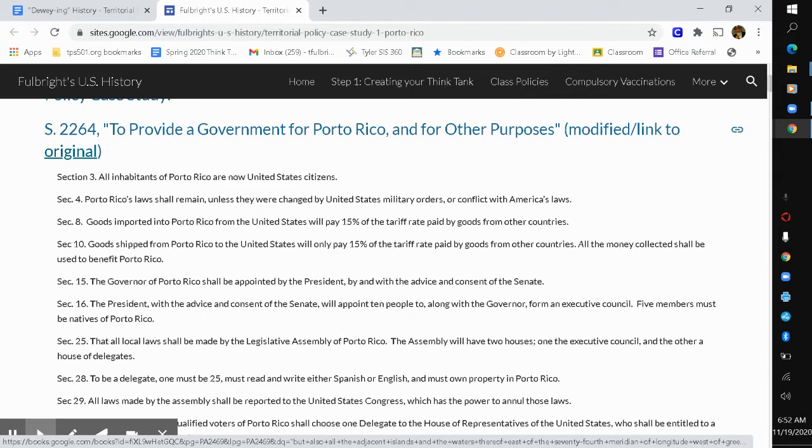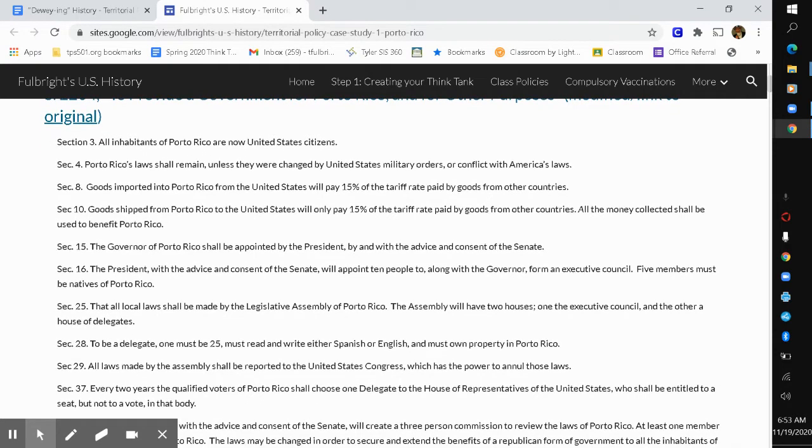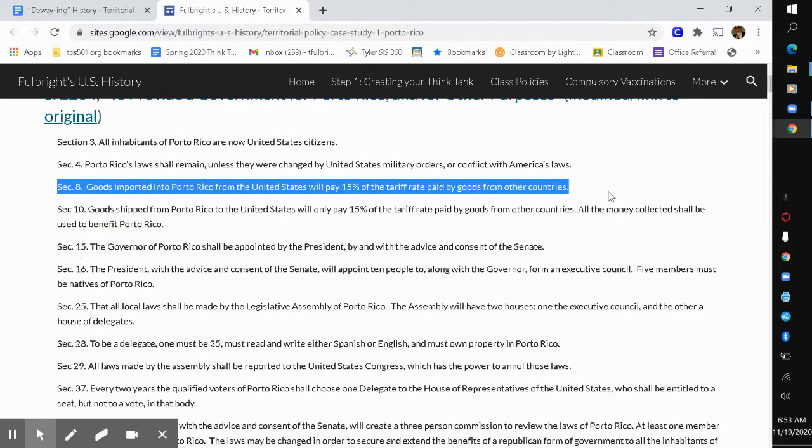Senate Bill 2264 to provide a government for Puerto Rico and for other purposes. Section 3. All inhabitants of Puerto Rico are now United States citizens. Section 4. Puerto Rico's laws shall remain unless they are changed by the United States military orders or conflict with America's laws. Section 8. Goods imported into Puerto Rico from the United States will pay 15% of the tariff rate paid by goods from other countries. Goods shipped from Puerto Rico to the United States will only pay 15% of the tariff rate paid by goods from other countries.